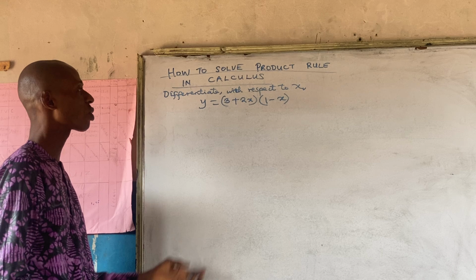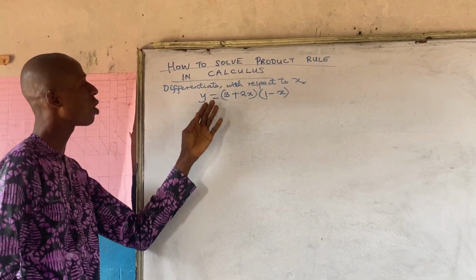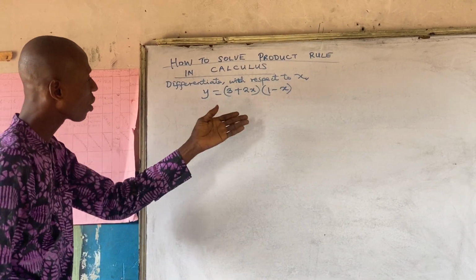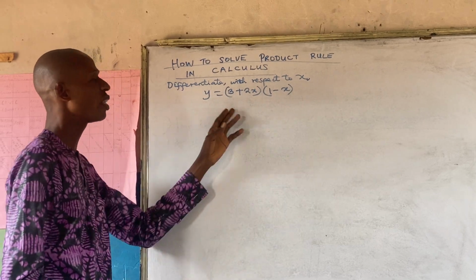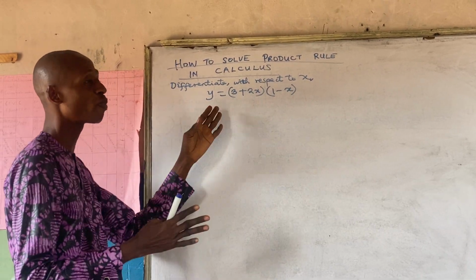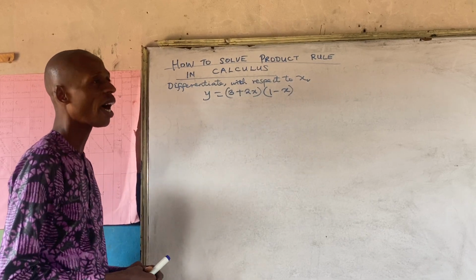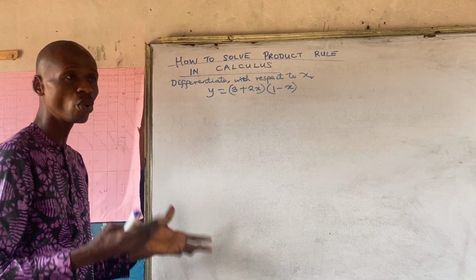When we say product, look at this example: differentiate with respect to x. y equals open bracket 3 plus 2x close bracket, and another bracket open 1 minus x close bracket. When you look at it very closely, we have two brackets. So this is a product, and it requires you to apply product rule.